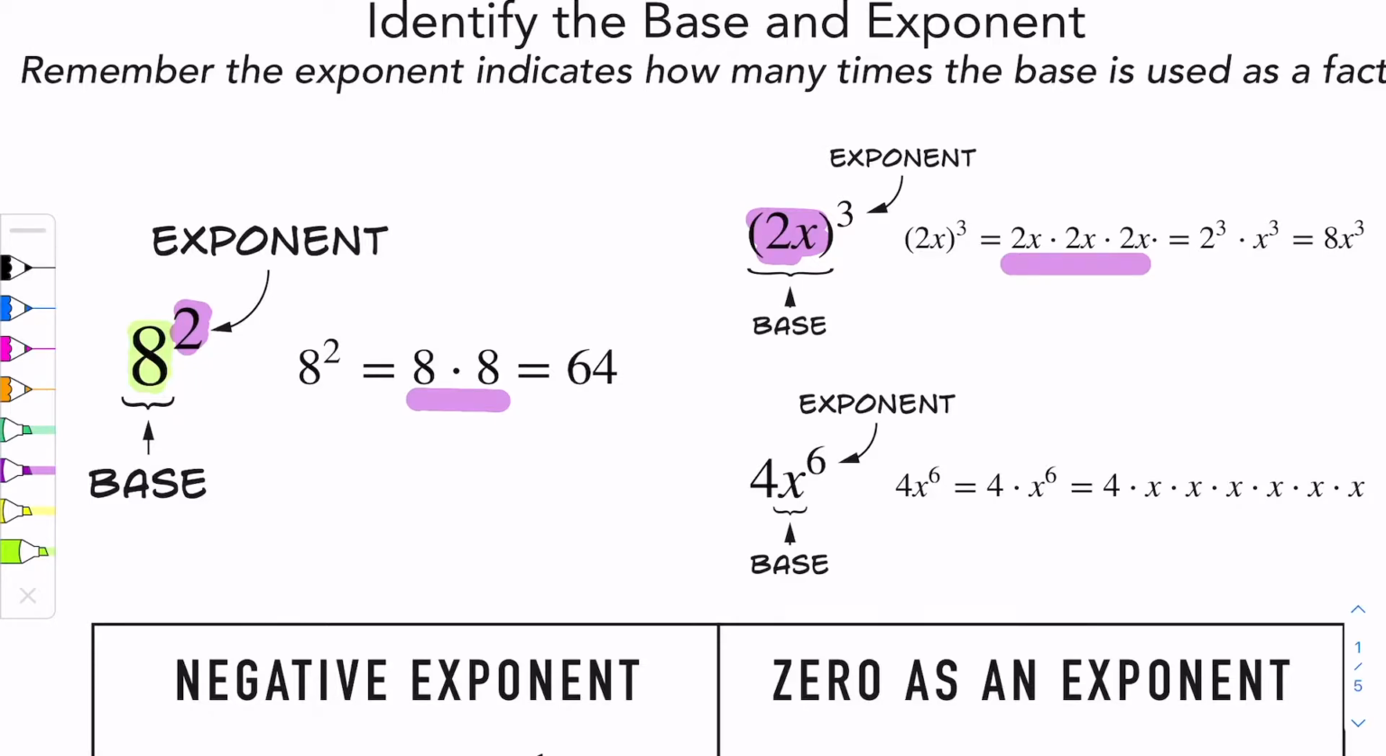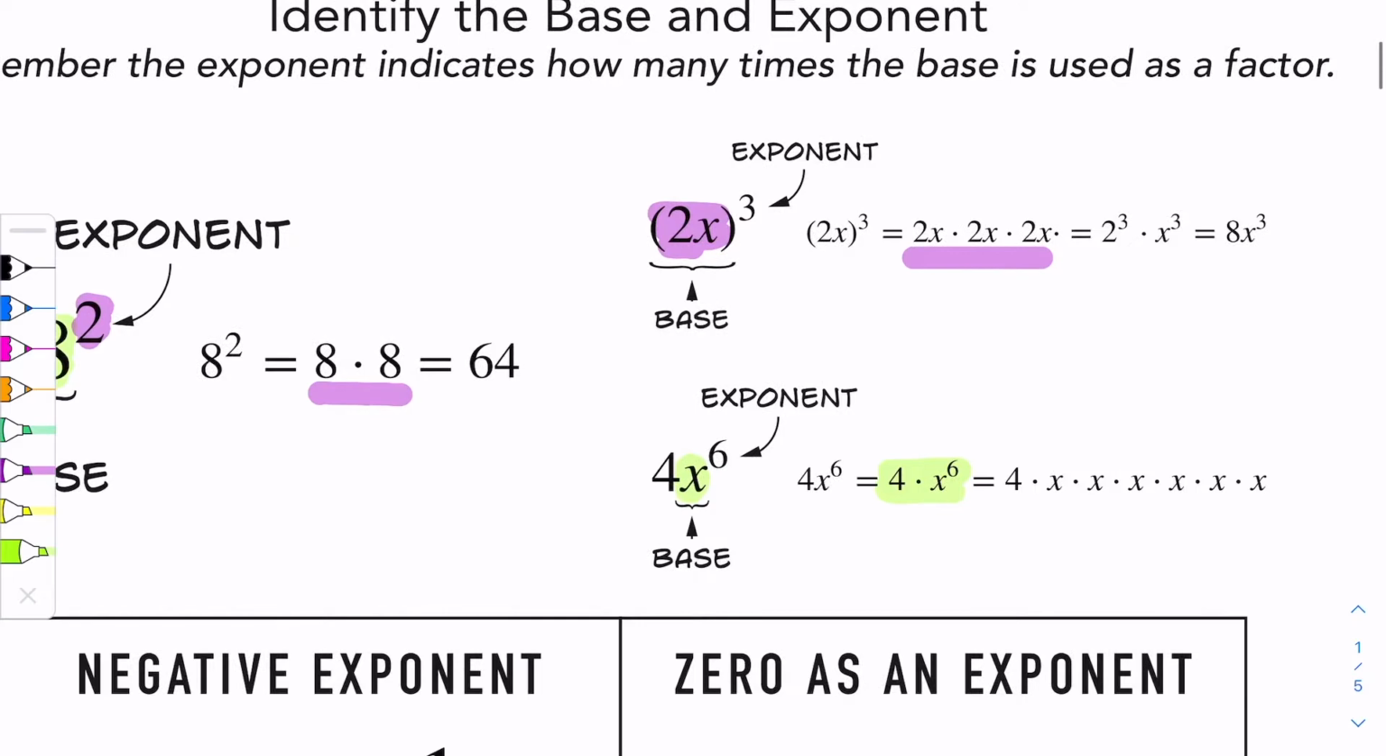And then if we look at this one here, be very careful with this one. The base is just x. This is technically the same thing as 4 times x to the 6th. So the exponent is applied directly with the base. If you don't see parentheses, it is only with the term it's directly related to. So that's telling you to use only x as a factor 6 times.